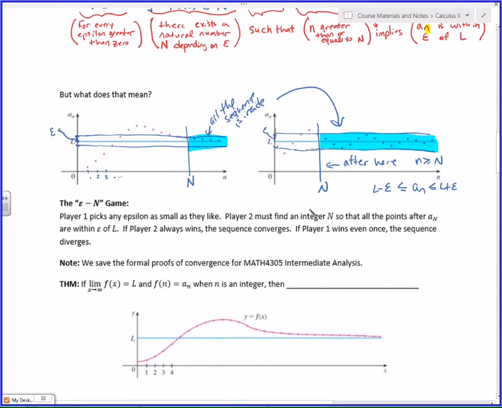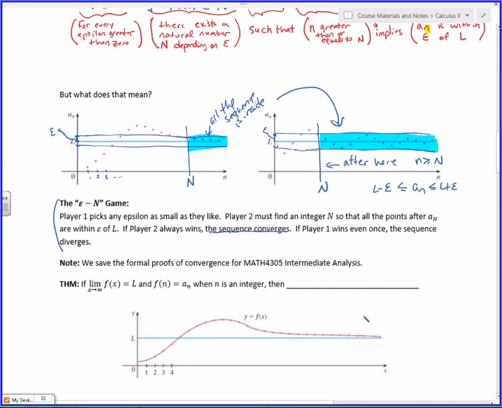Here's another way to think of it. I like to think of it as the Epsilon-N game. I've called it the Epsilon-Delta game for the other one over here. Think of it this way. Player 1 picks any epsilon, as small as they like. Player 2 has to find the integer N so that all the points after a sub N are inside that range. If player 2 is always the winner and is guaranteed to be the winner, then we say the sequence converges. If there's ever a time that player one wins, then the sequence diverges.